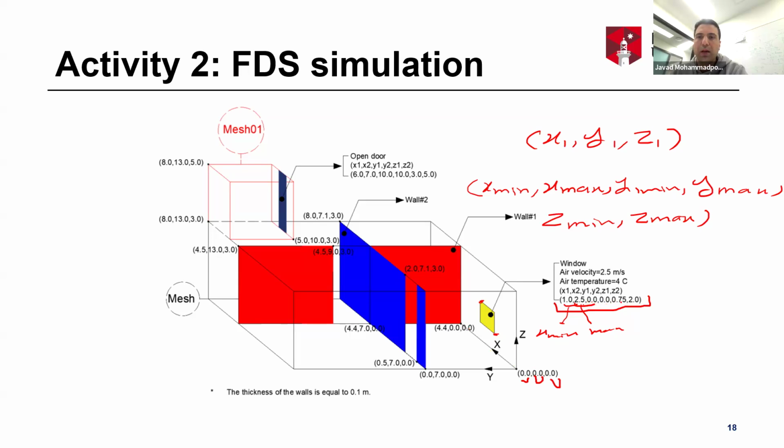And how about the height, or the z coordinate? So the minimum z here is considered as 0.75 meter. And what is the top point for this window? It is 2 meter. Please let me know. It's very important because you will get confused if you don't know the format of coordinates in the FDS. All good? Okay.